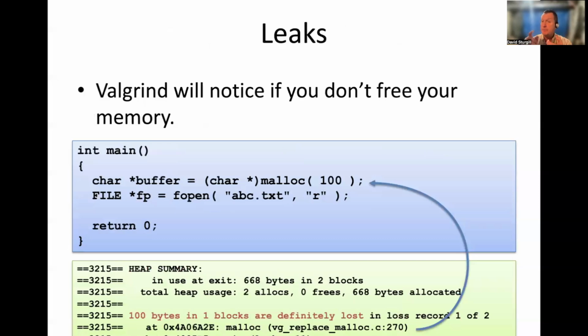Valgrind can report memory leaks. We said at the end of execution, it will report any leaked memory. And that's what I'm doing here. I allocate some heap memory, but I never free it. And it complains at program termination that this block of 100 bytes that you mallocked was never freed. And you can see 100 bytes in one block was lost when your program exited.